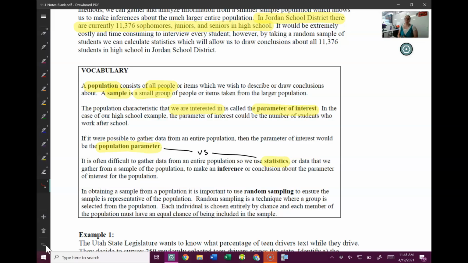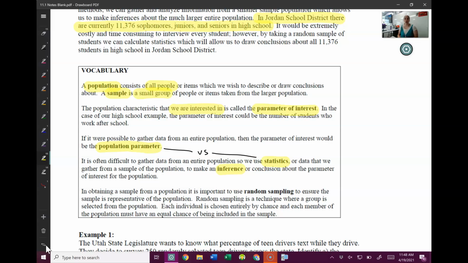However, in a more realistic situation, you're really going to be asking a sample of your population. It's very rarely realistic to ask your entire population. So in the case where we only ask a sample of our population, we then use inference to make a conclusion about the entire population.